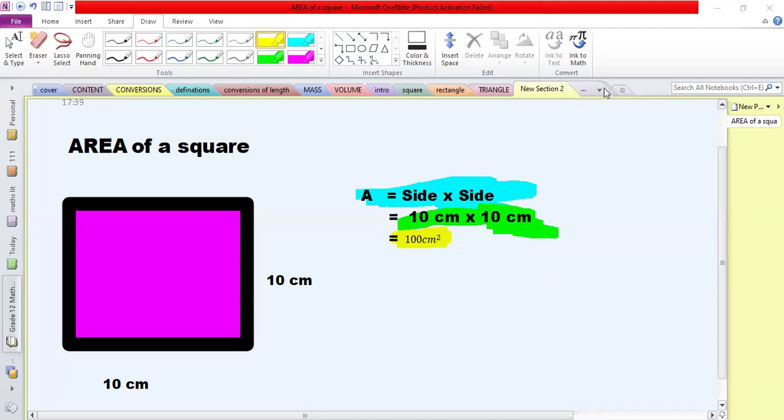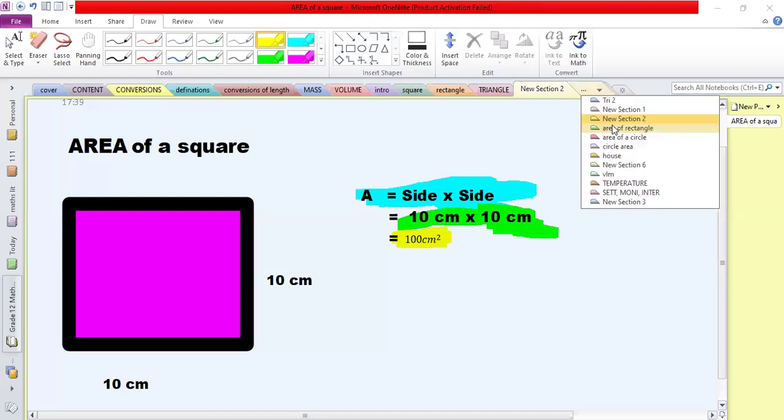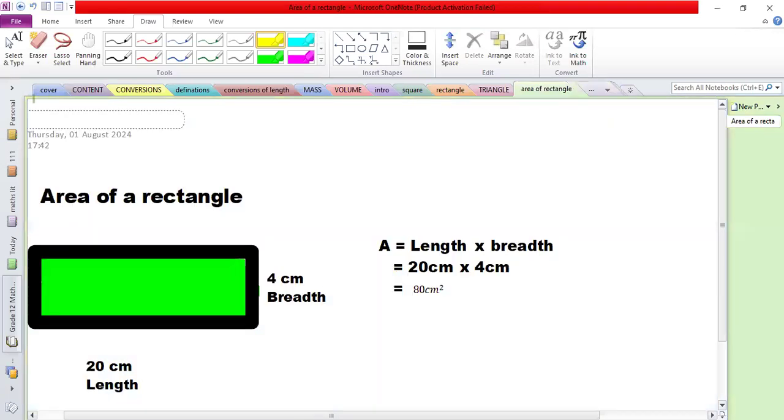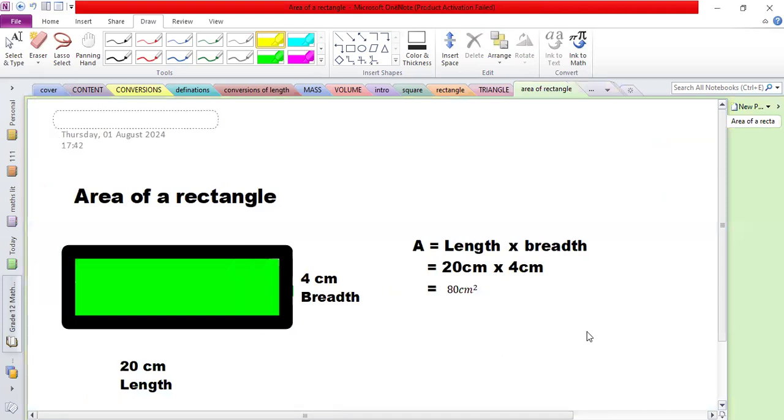We're proceeding to the area of a rectangle. The area of a rectangle is very simple. You can see I've highlighted it in green there. Area of a rectangle is equal to length multiplied by breadth, which is 20 centimeters multiplied by 4 centimeters, and it will be 80 centimeters squared.